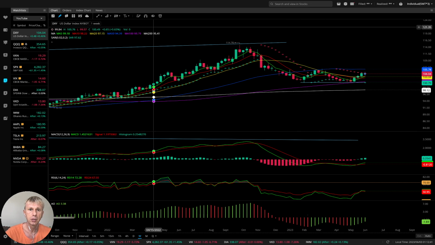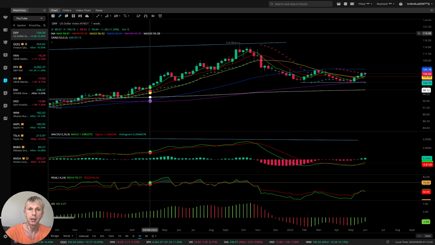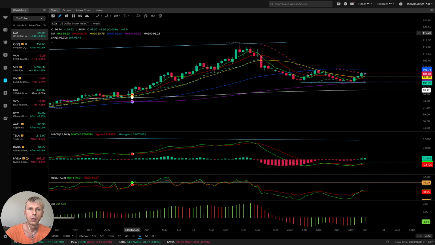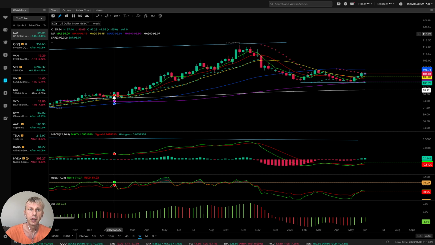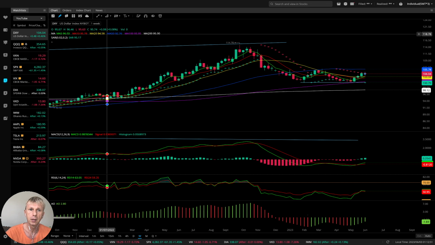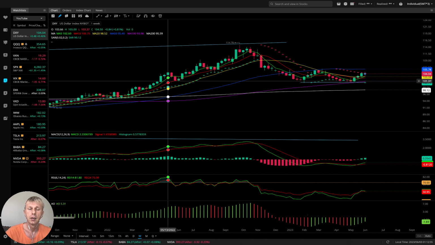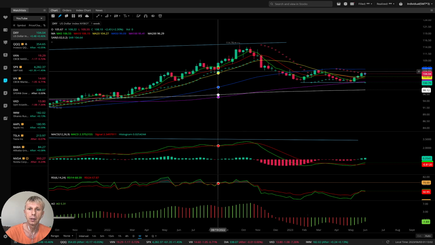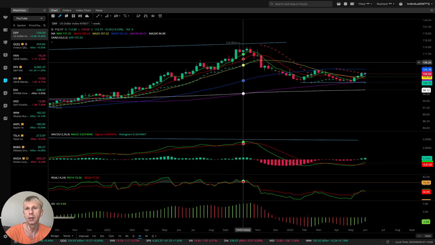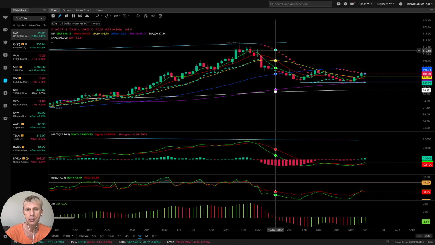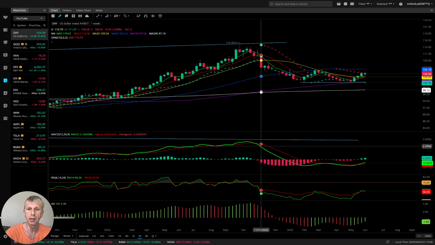I'm using moving averages. You see this line, the white line is MA 200. Purple line is MA 100. Blue line is MA 50. Yellow line is MA 20. Red line is MA 10. Green line is MA 5. And also green dots are a bullish reversal signal, red dots are a bearish reversal signal.